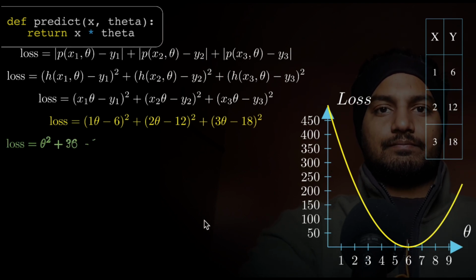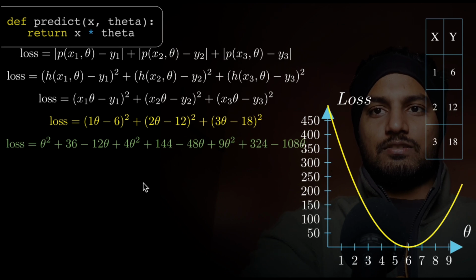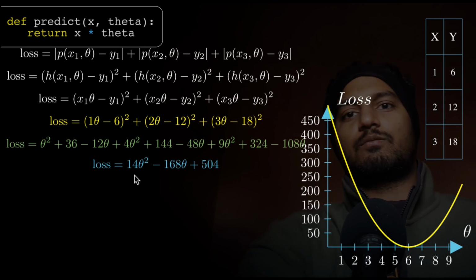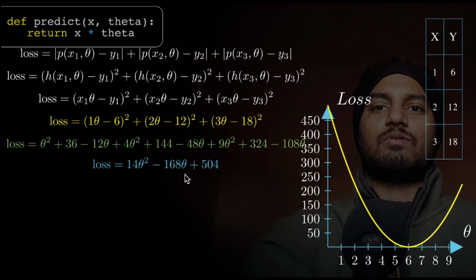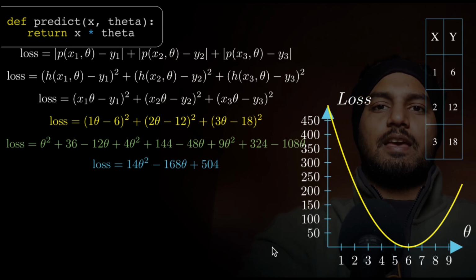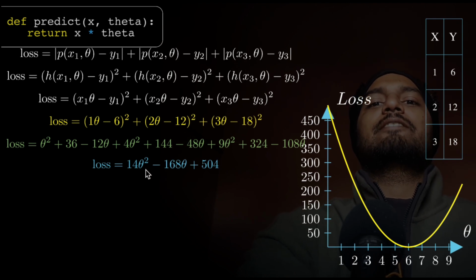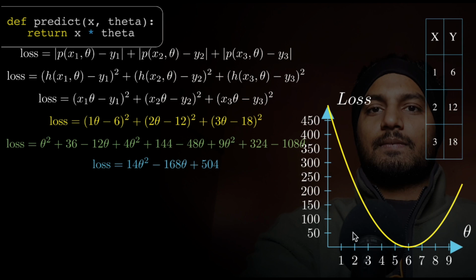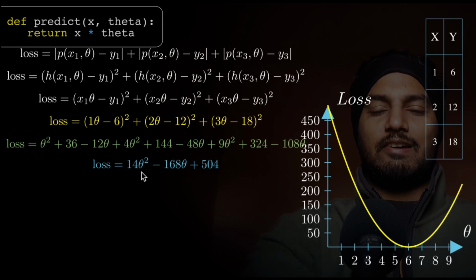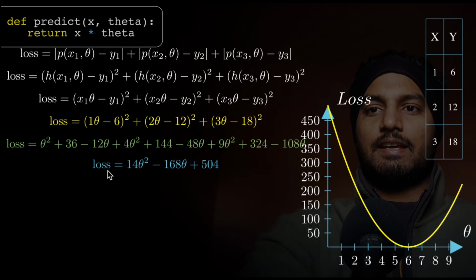And if I just simplify this loss function, right? What we have plotted, the simpler way to write this function is basically 14 theta square minus 168 theta plus 504, right? This is the loss function. And how can we find theta? We already learned that this loss function tells me the theta value where I have the least loss, right?